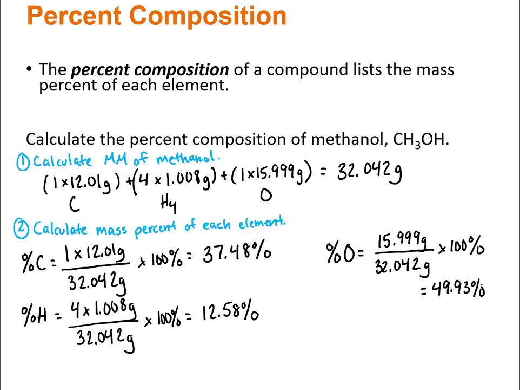So there are all of the mass percents. I'm also going to color code these so that you can trace where we got this information.